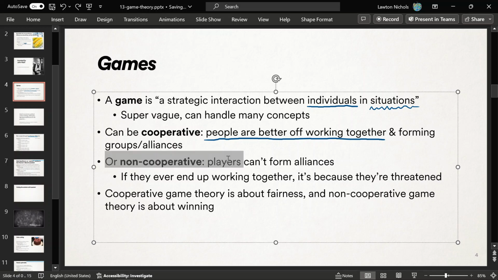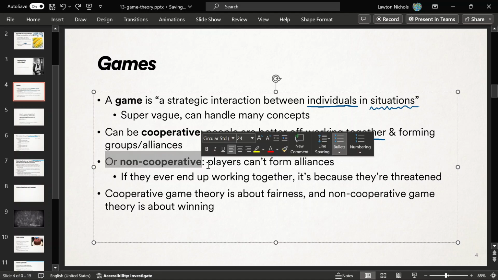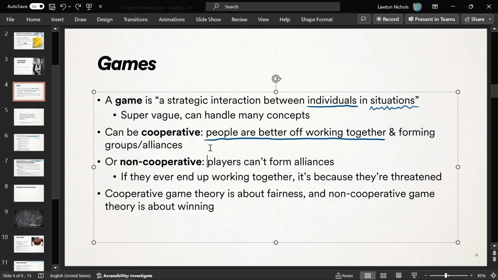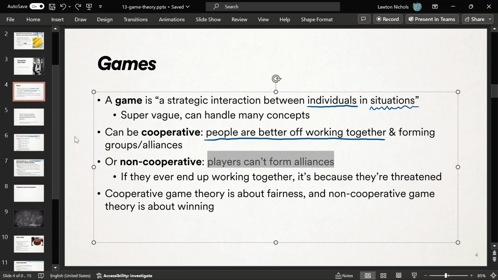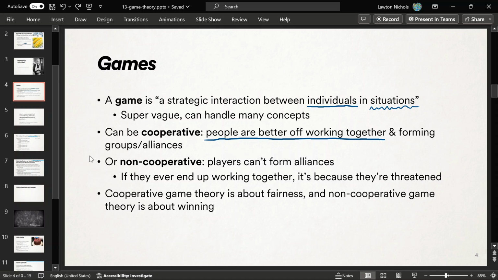And then a non-cooperative game is kind of the opposite. It's not just that it hurts you to form groups and get into alliances with other players, but in fact, players cannot form alliances. It doesn't work out very well. So that's a non-cooperative game: when it's best to not form an alliance, or maybe it's impossible.